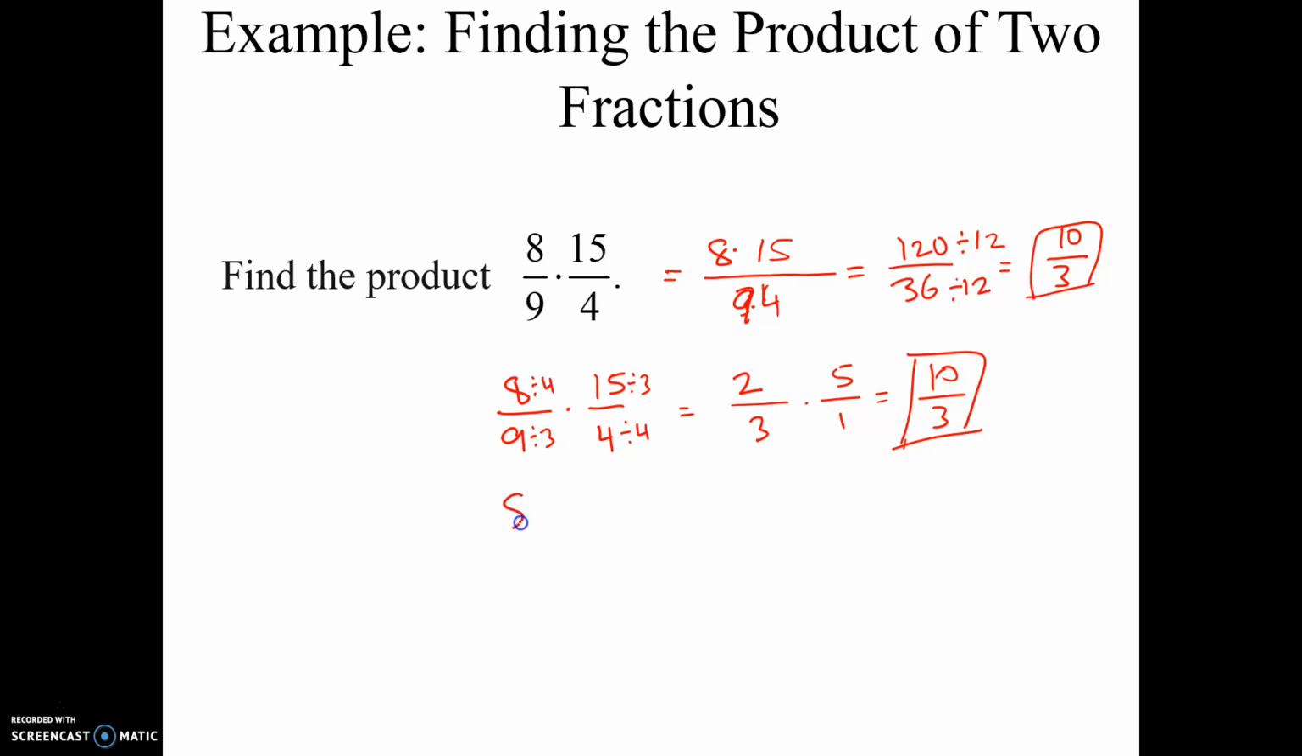A common way of writing this, and I showed you guys here what was going on. Usually we do this. 4 goes into 4 once because 4 divided by 4 is 1. 4 goes into 8 twice because 8 divided by 4 is 2. 3 goes into 9 3 times. 9 divided by 3 is 3. 15 divided by 3 is 5. Again, 2 times 5 is 10. 3 times 1 is 3. I showed you 3 different ways of simplifying fractions, and you can pick your favorite way.